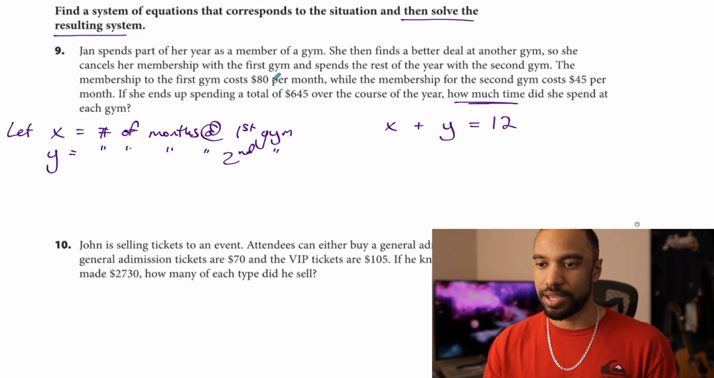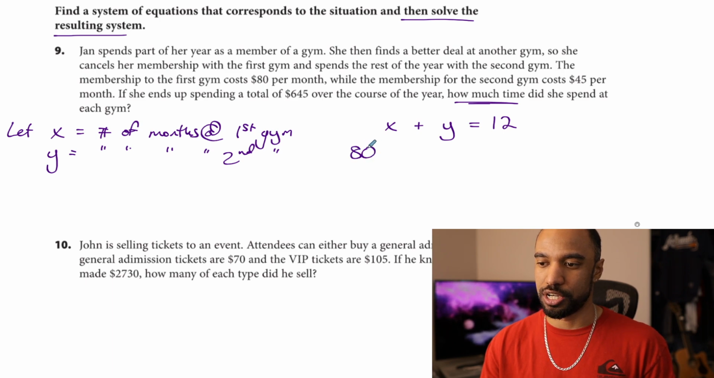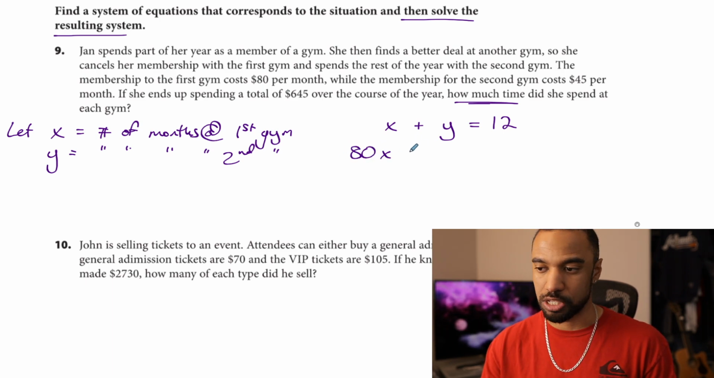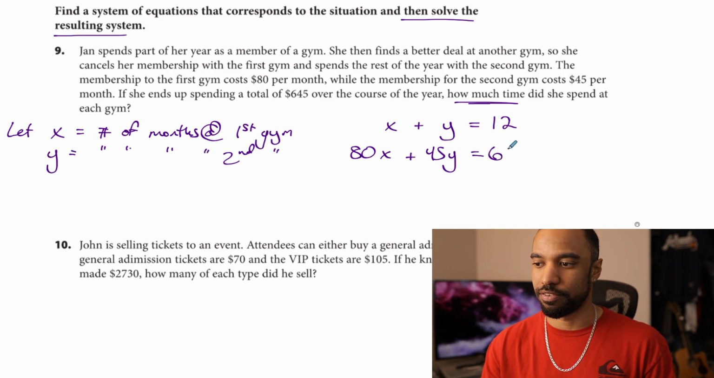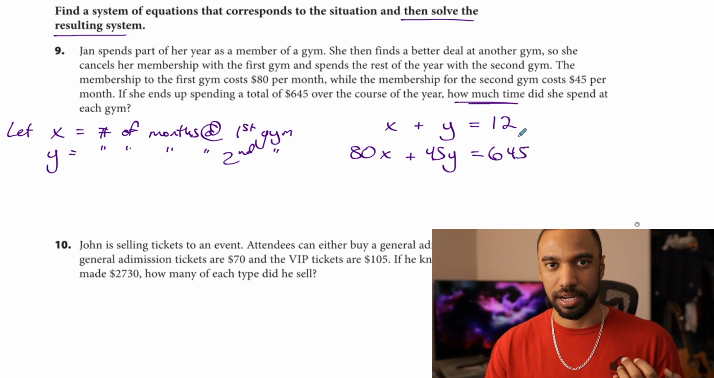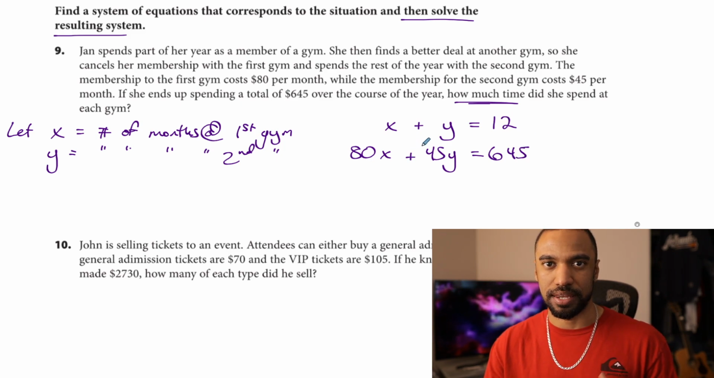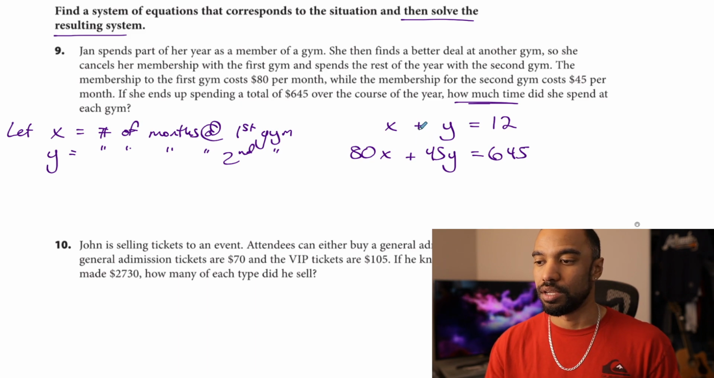The other equation is $80 per month at the first gym times X months is how much money I spend at the first gym. $45 per month at the second gym times Y months spent at the second gym equals $645 spent total. We have to now solve for X and Y. We have to figure out how many months she spent at either gym here.